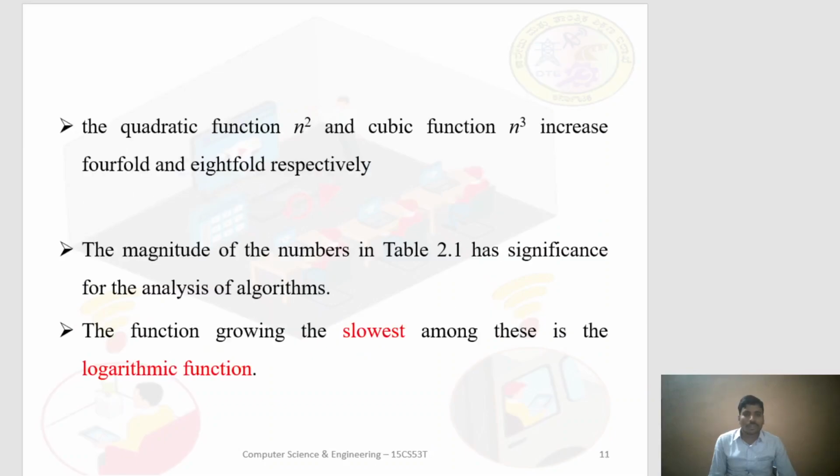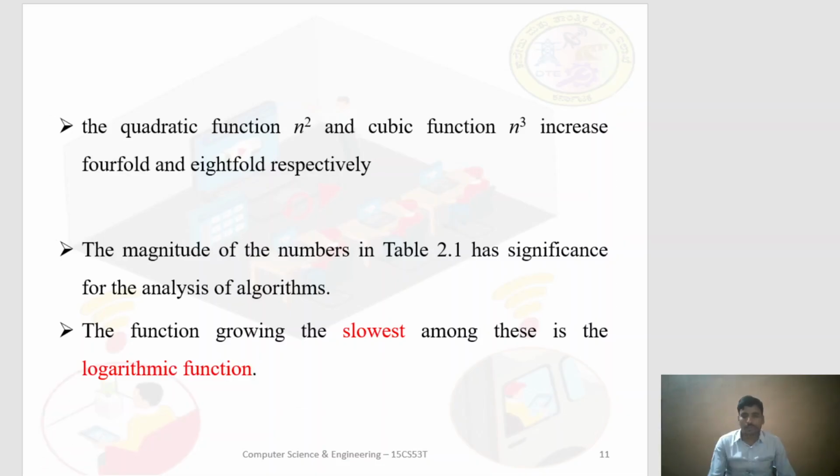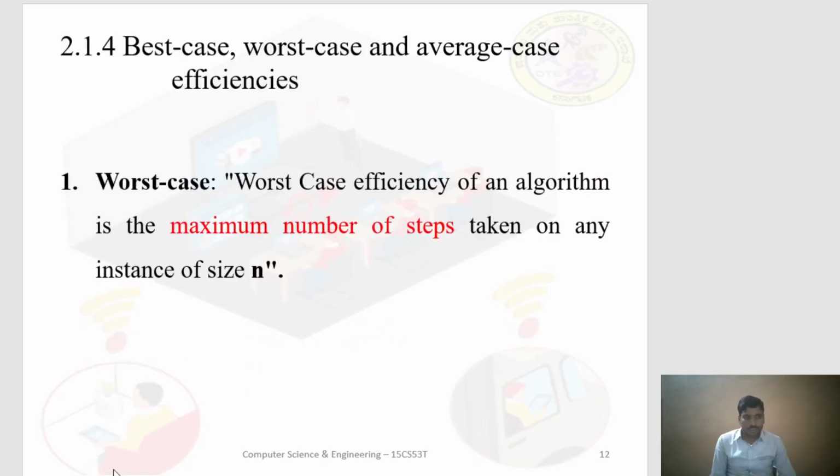Hence, the function growing the slowest among these is the logarithmic function. Okay students, now let us discuss the second concept of this session, that is worst case, best case and average case efficiency of various algorithms.